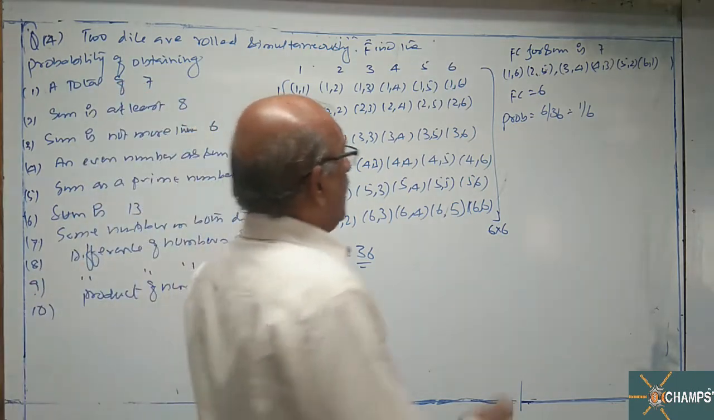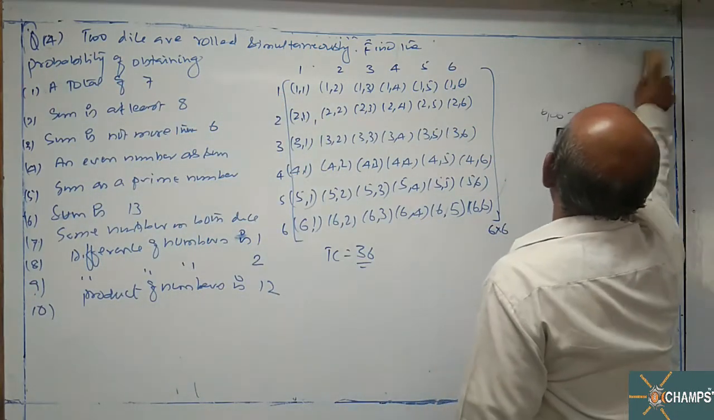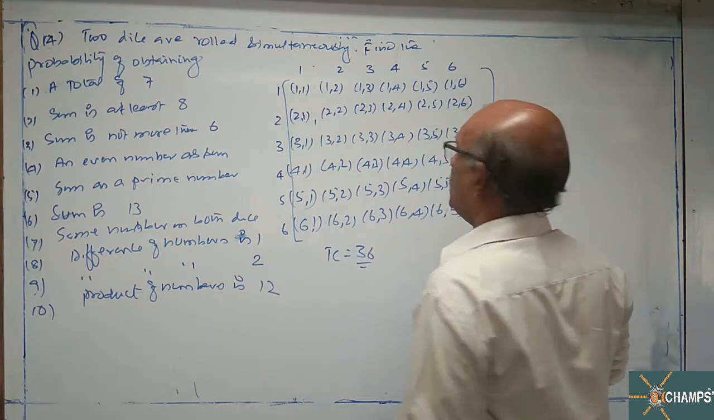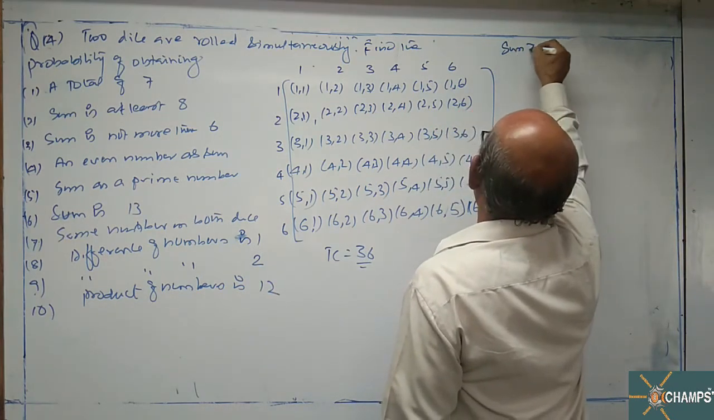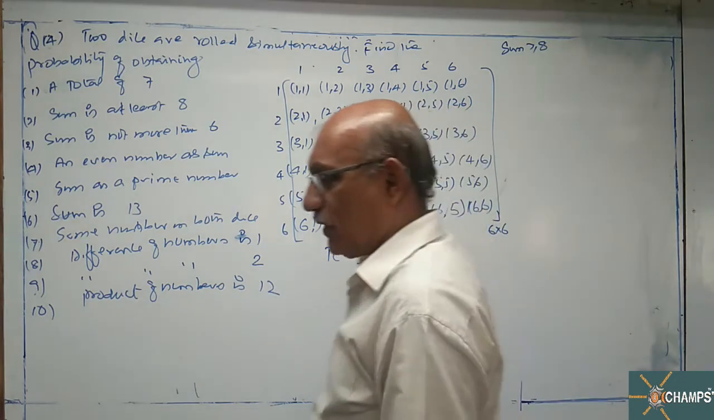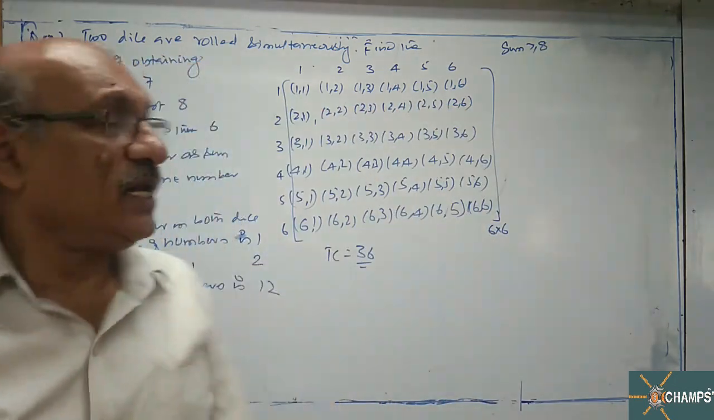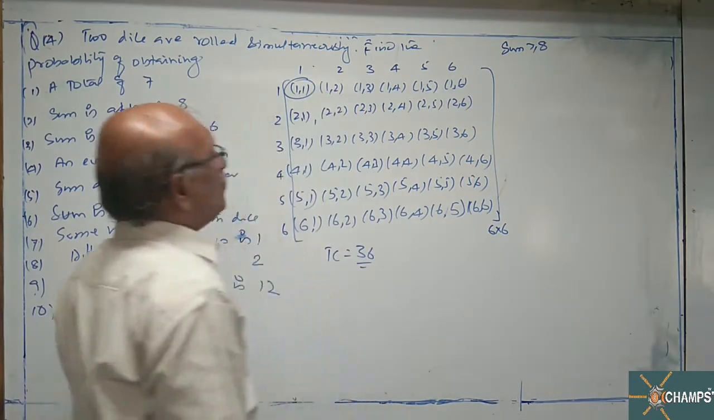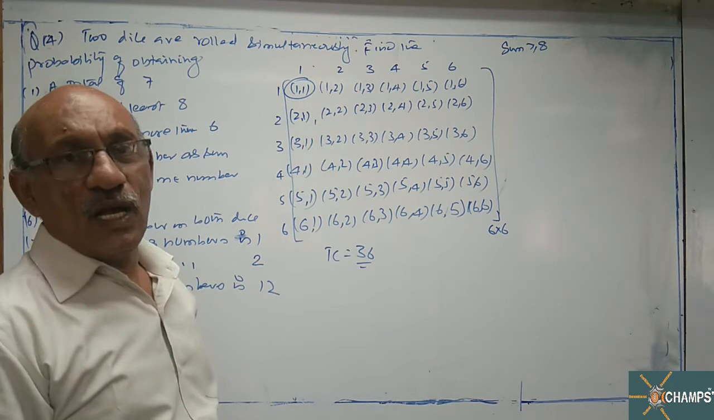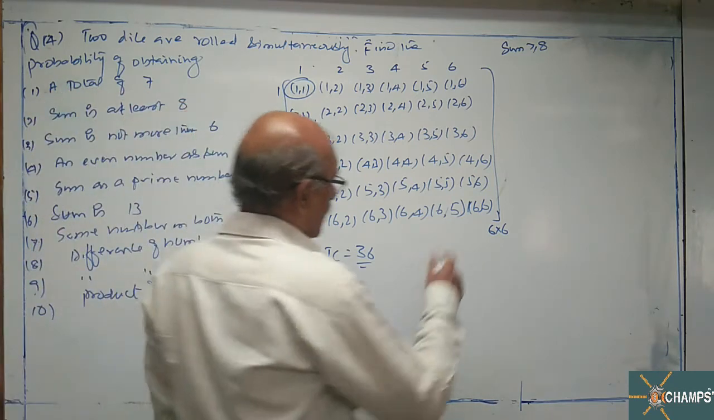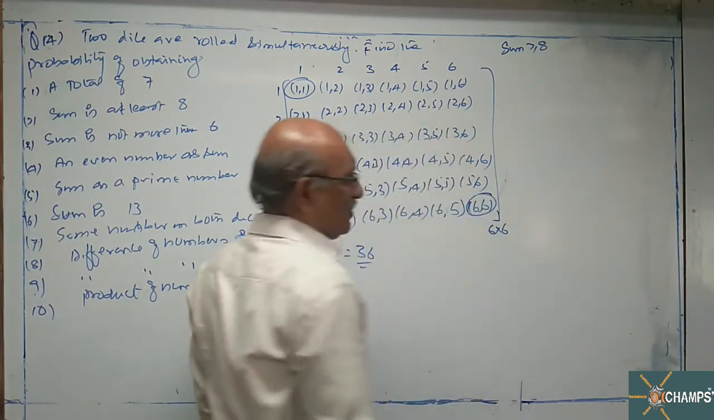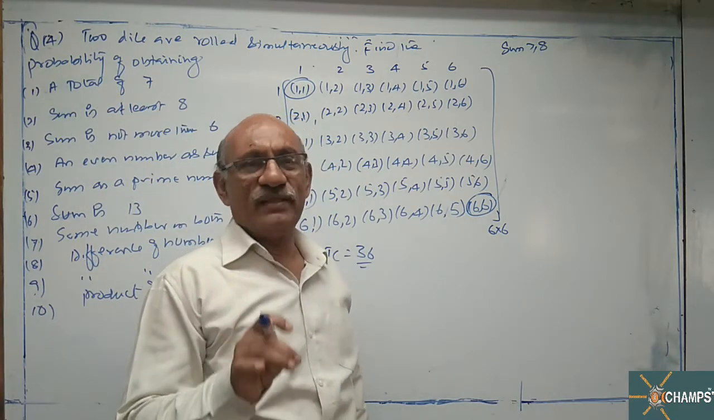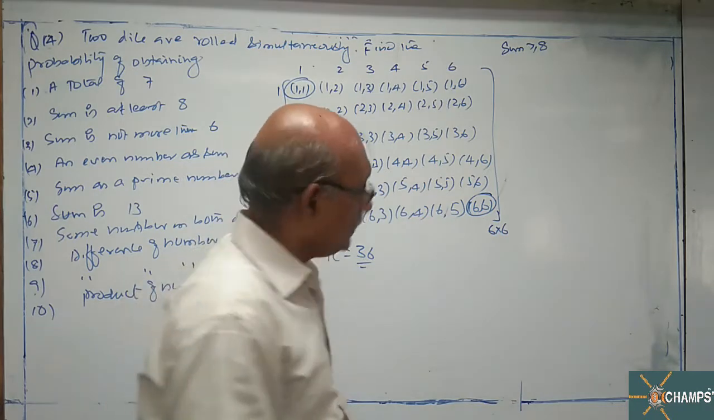Okay. Now let's go to the second question. Question number 2. Sum is at least 8. Sum is greater than or equal to 8. Okay, sir. Let us see this. What is the least value of sum? 1 plus 1, 2 is the least value. 6 plus 6, 12 is the maximum value. So sum means the variable s is taking the values from 2 to 12.